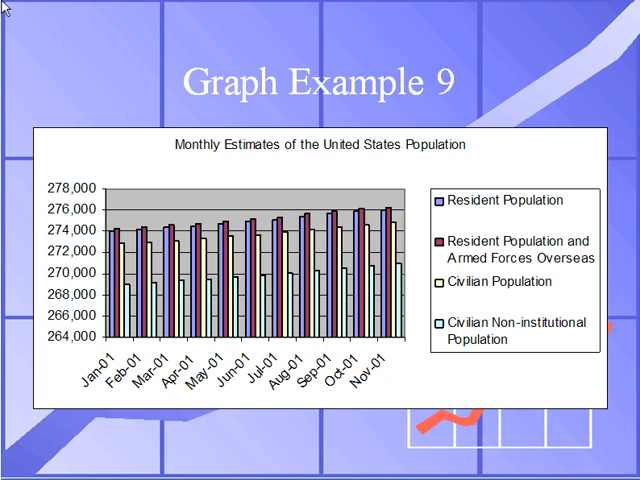I have no clue what civilian non-institutional population is. Something like that should have a note attached to it so that it could be explained.